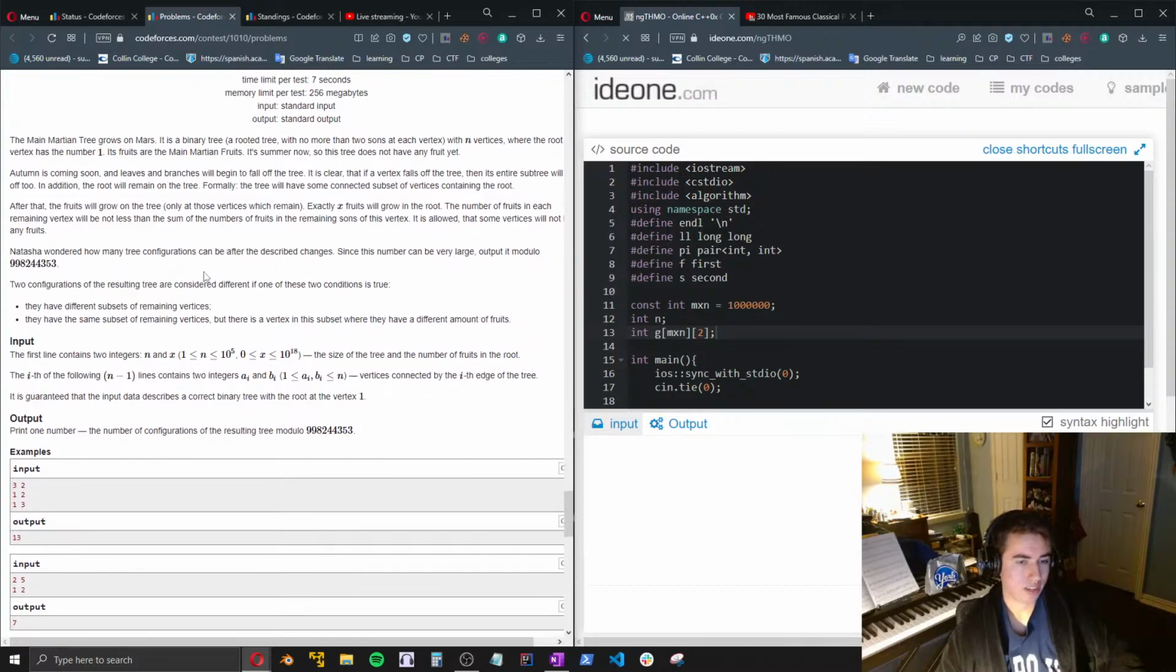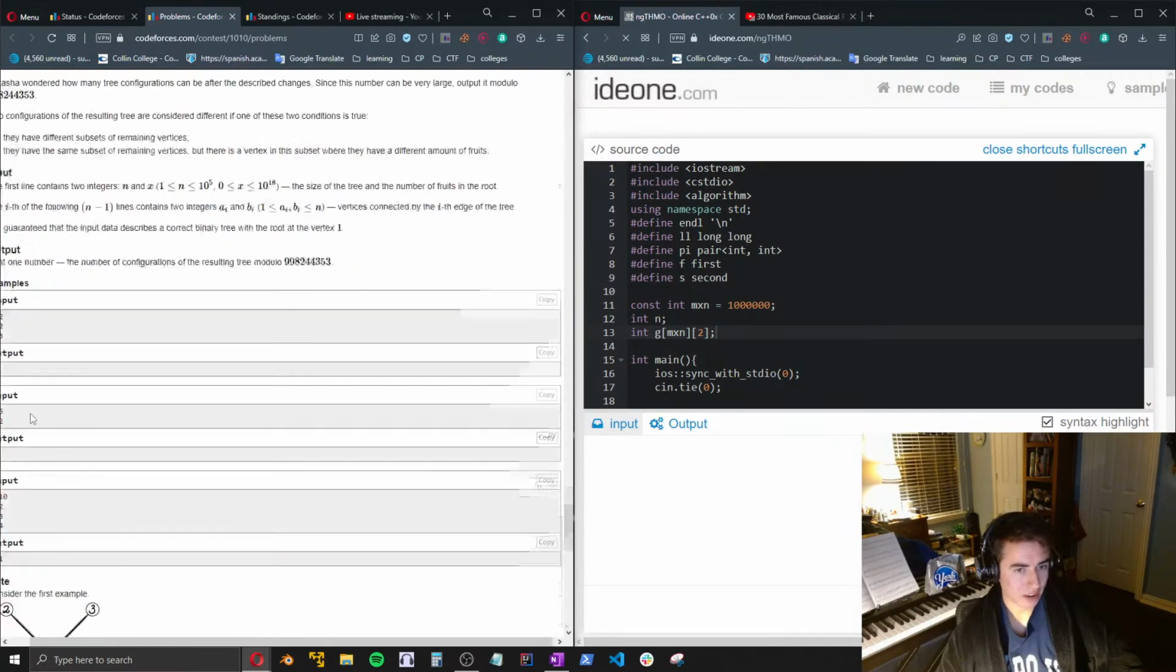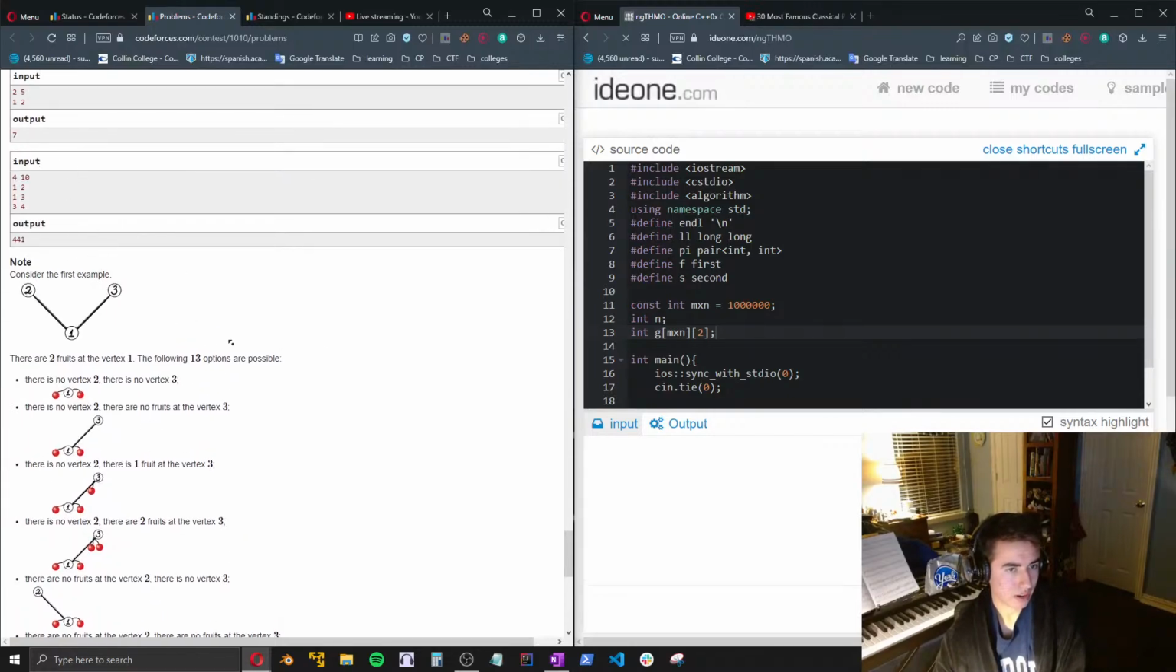I see. Alright, so you're basically counting. So you have a binary tree, and you choose to cut out some subtrees, right? And then for each of those ways to cut out subtrees, you need to count the number of ways such that the number of fruits at each vertex is greater than or equal to the sum of the fruits at each of its children.